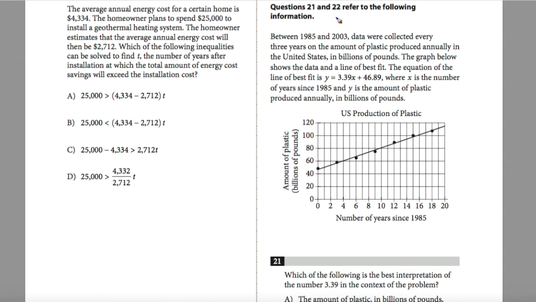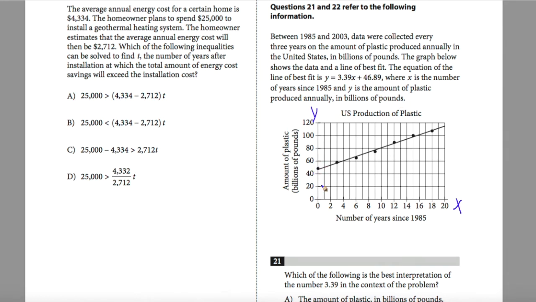For problems 21 and 22, I'm going to be referring to this narrative here as well as this graph. I see here I have my X and my Y axis. They also provide me a line of best fit. It says between 1985 and 2003, data were collected every 3 years in the amount of plastic produced annually in the United States in billions of pounds. This I see here along my x-axis, millions of years is along my y-axis. And it says the equation of the line of best fit is y equals 3.39x plus 46.89.